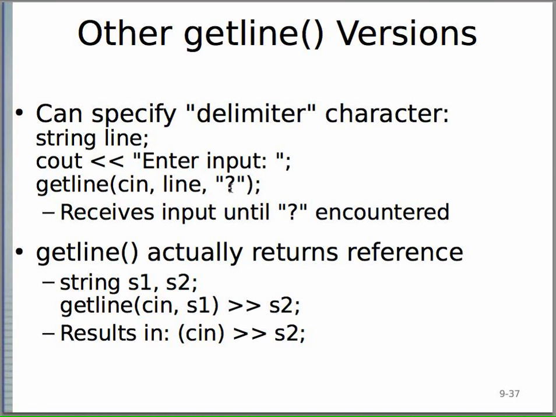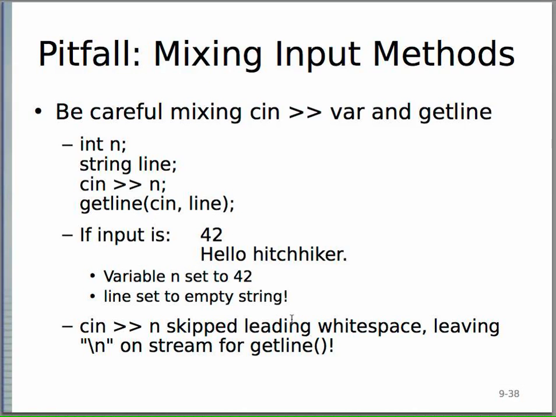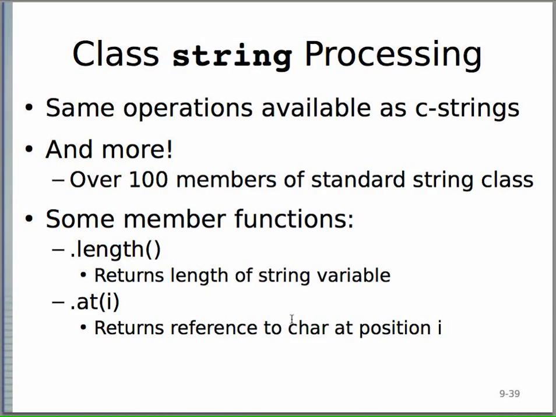Another thing to keep in mind is that getline allows you to cascade. This is just like reading in cin >> s1, and this returns cin. So now I can cascade and read the next thing from cin into s2. Okay, watch out for this pitfall.